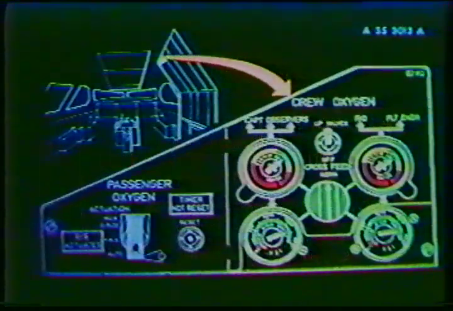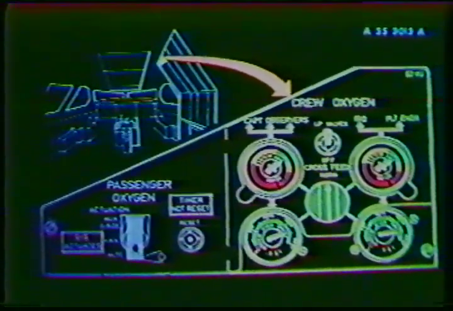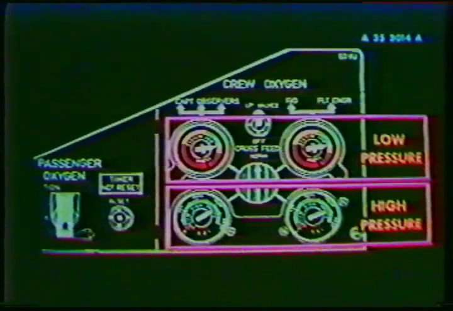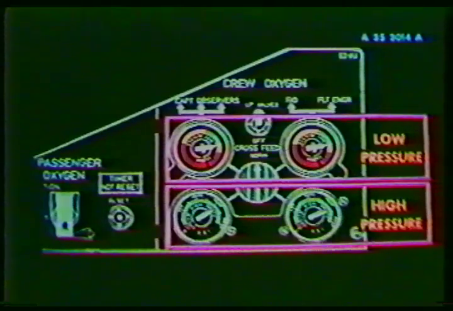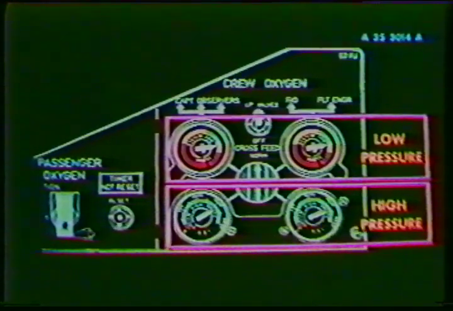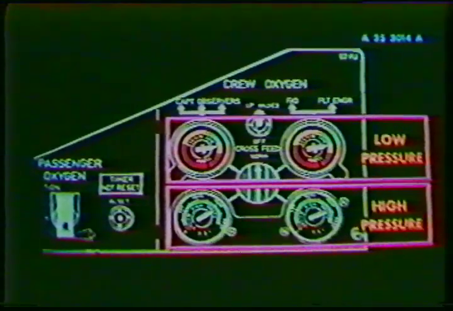Now, let's take a look at the crew oxygen control panel located on the second officer's panel. There are 4 pressure indicators, a low pressure and a high pressure indicator for each oxygen system. The high pressure indicator shows the oxygen bottle pressure, and the low pressure indicator shows regulated pressure available to the respective system.